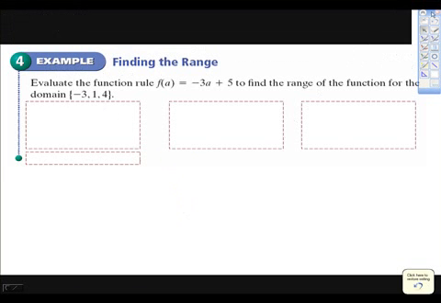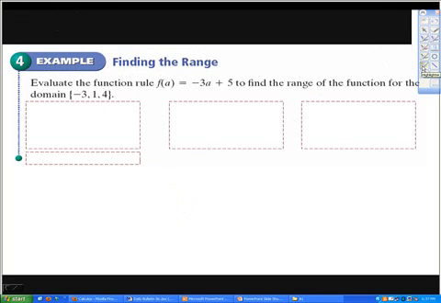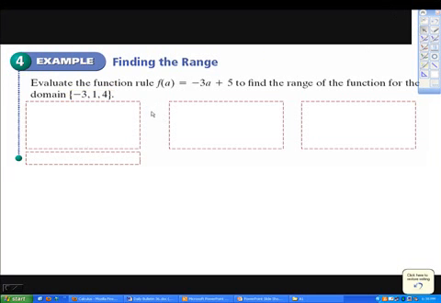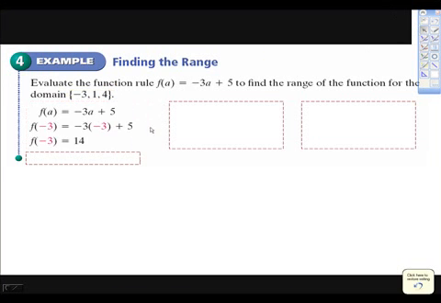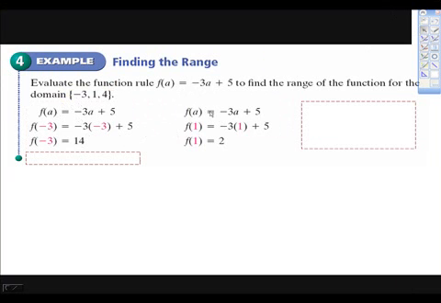We're going to find some range. Range is the value that all the y's are given all the x's. Okay, so my domain is -3, 1, and 4. They want us to find the range that goes with that. So if we plug -3 into here, we get 14. If we plug 1 into this function, we get 2.